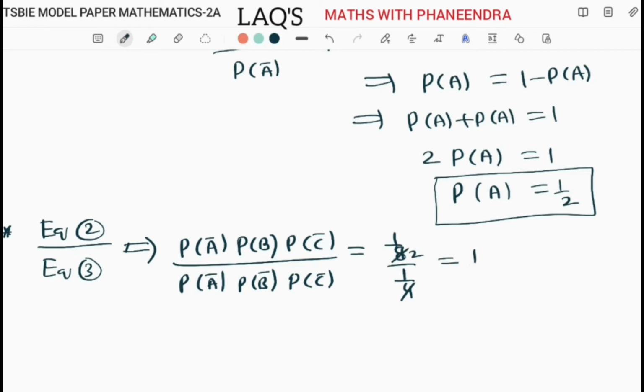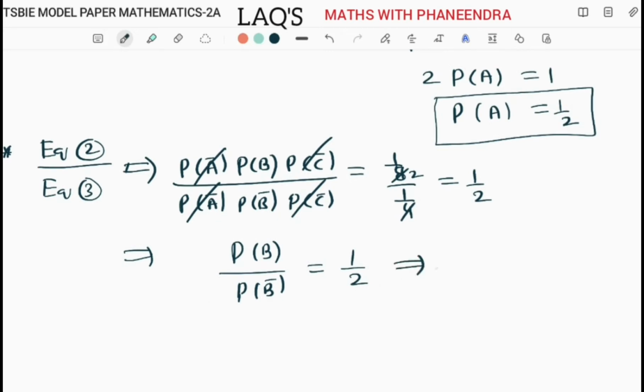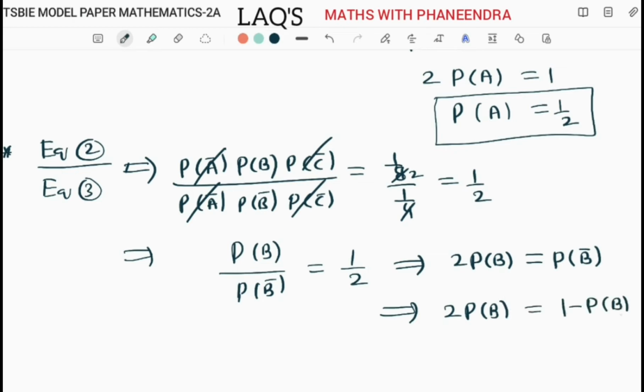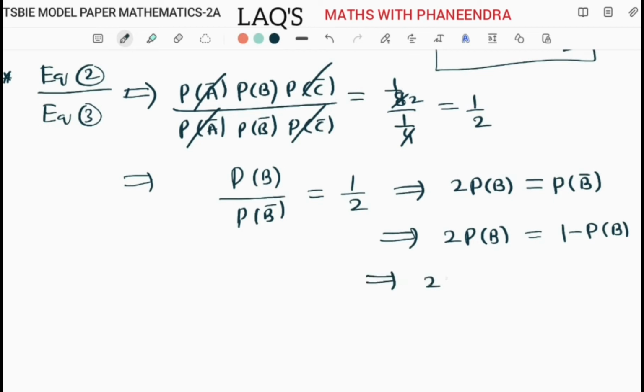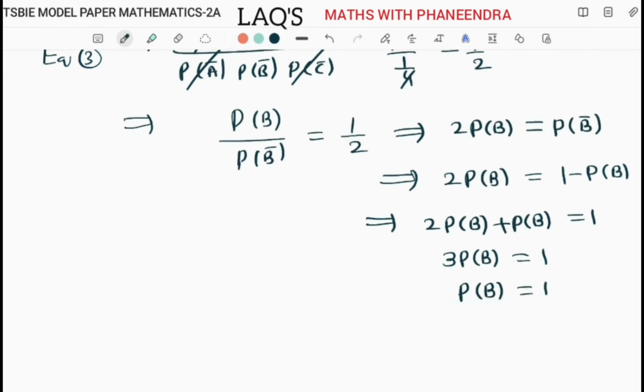So 4 ones are 4 twos are, ultimately 1 by 2 will come. P of C bar, P of C bar, P of A bar, P of A bar cancel. Here we'll get P of B. P of B by P of B complement is equal to 1 by 2. So cross multiplying, 2 times P of B is equal to P of B complement. So 2 times P of B is equal to 1 minus P of B. So minus P of B we can take this side. 2 P of B plus P of B is equal to 1. 3 times P of B is equal to 1. So P of B is equal to 1 by 3.